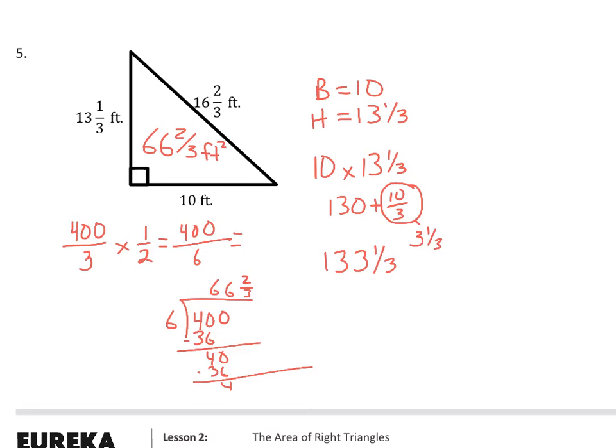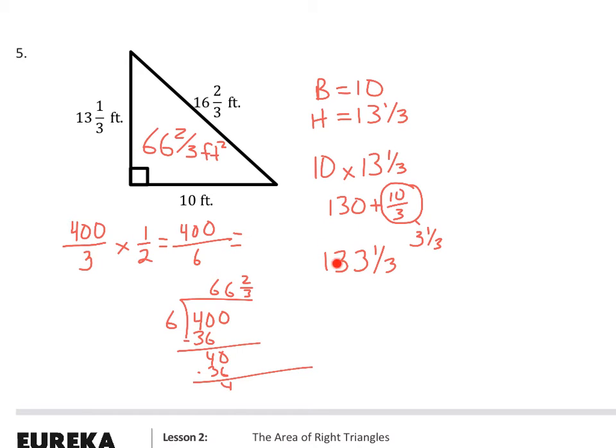And number 5, interesting math here, but it was kind of fun. So I did 10 and 13 1/3 as the base and the height because that's what's touching the right angle. So when you have a whole number times a mixed number, you can do the whole number times the whole number and then that whole number times that fraction. So that'd be 130 plus 10/3, because 10 times 1 over 3, because the denominator of 10 is 1, which is 3 1/3.